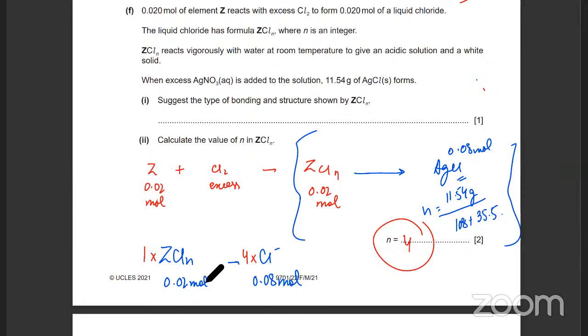I mean, this is still very rough, but make sure you do a neater version of this working. 1 mark at least is for just the working.